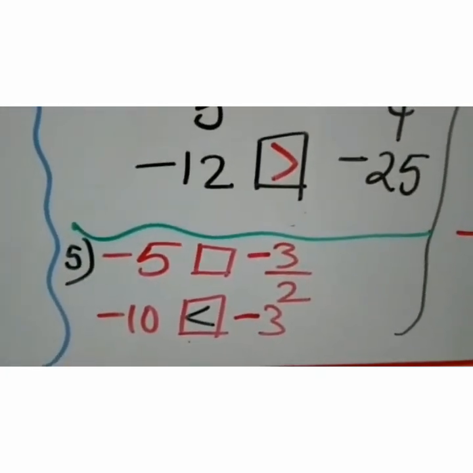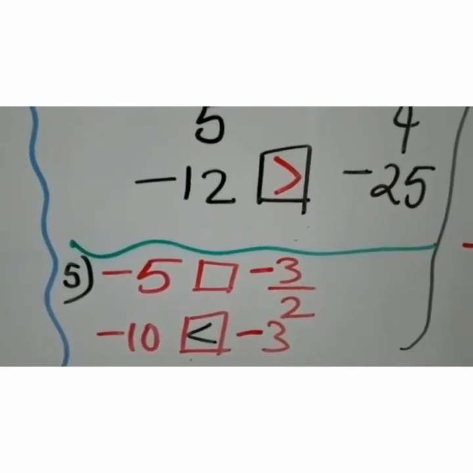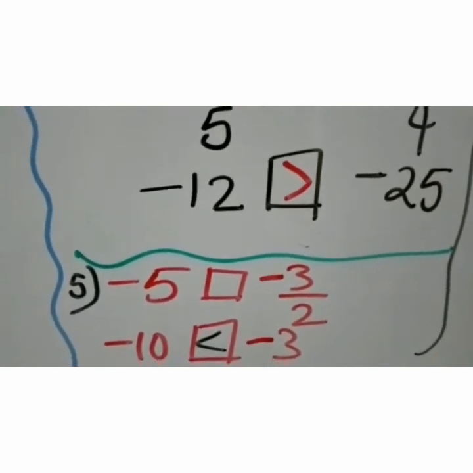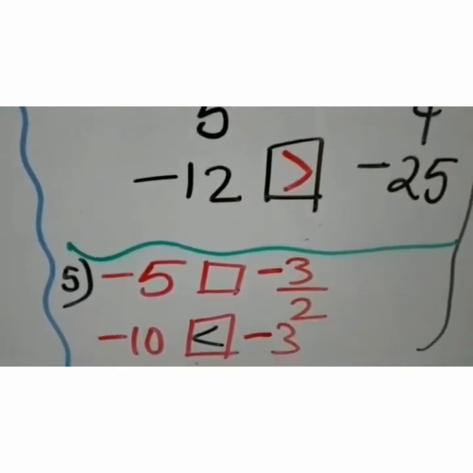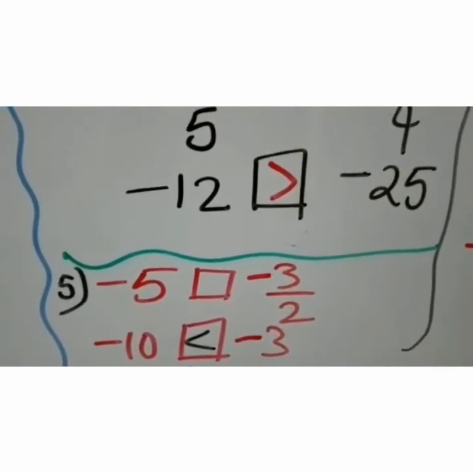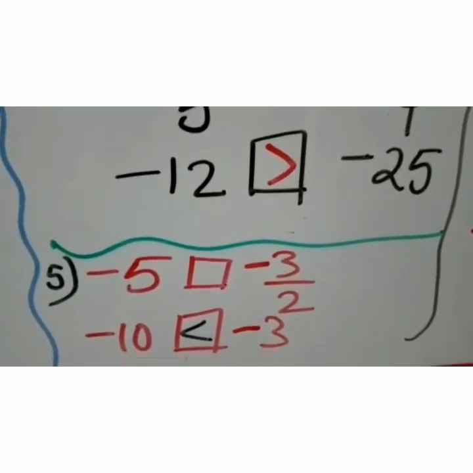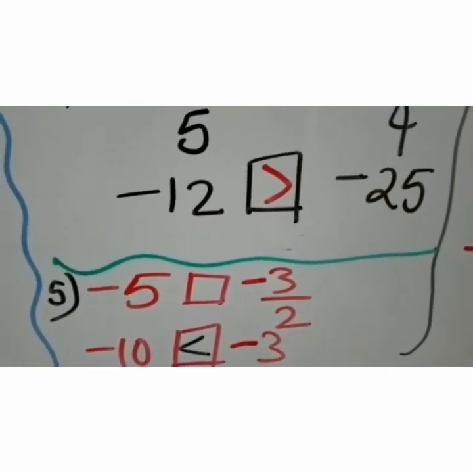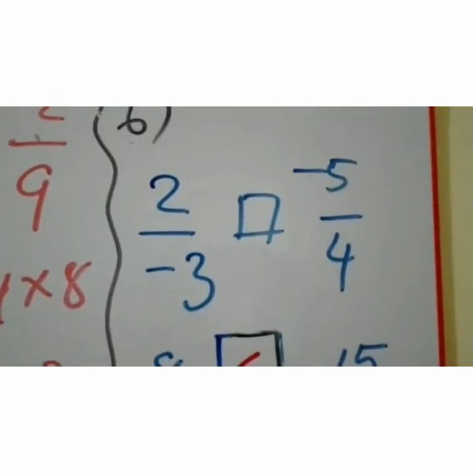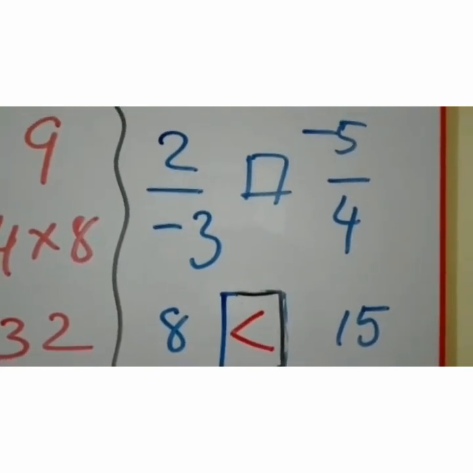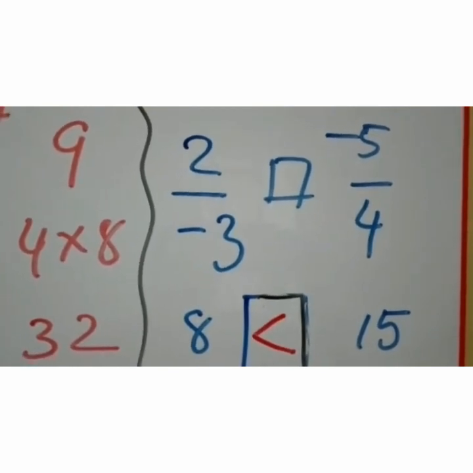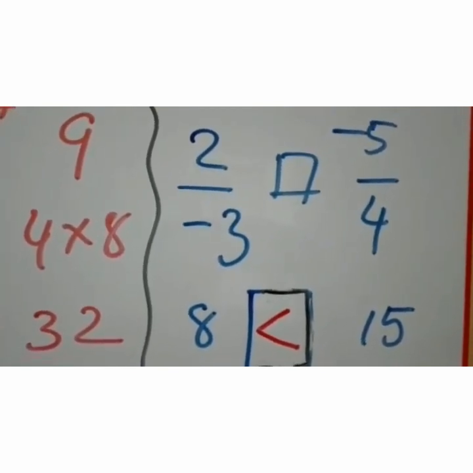Negative 5 and negative 3 by 2. Very important. Here negative 5 is a rational number. It can be expressed in the form P by Q. Negative 5 means negative 5 divided by 1. So cross multiplication gives negative 10 and 1 into negative 3, negative 3. So negative 10 is less than negative 3. Next question. 2 by negative 3 and negative 5 by 4. 2 into 4, 8. Negative 3 into negative 5, 15. 8 is less than 15. Therefore, 2 by negative 3 is less than negative 5 divided by 4.